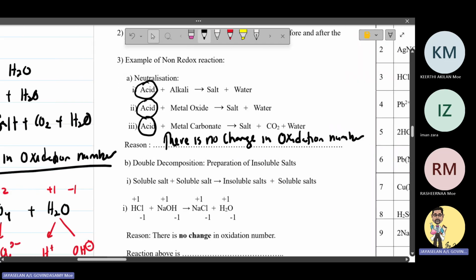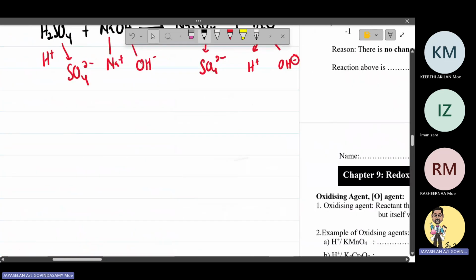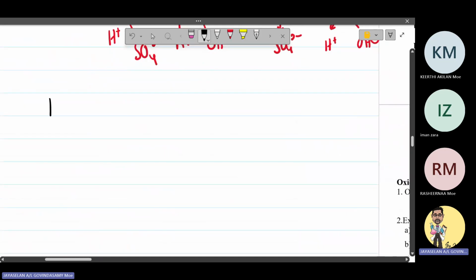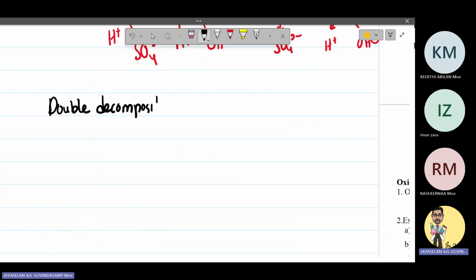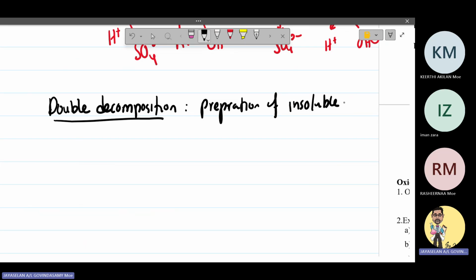Okay, now one more, number 2. Number 2 must be memorized. This we already learned in Form 4. Number 2, we call what reaction? Double decomposition. Okay, now we go to revision. Double decomposition is known as what reaction? Preparation. Preparation of what salt? Insoluble salt. Insoluble salt is prepared through what reaction? DD. We call DD double decomposition. And this is also known as a non-redox reaction.